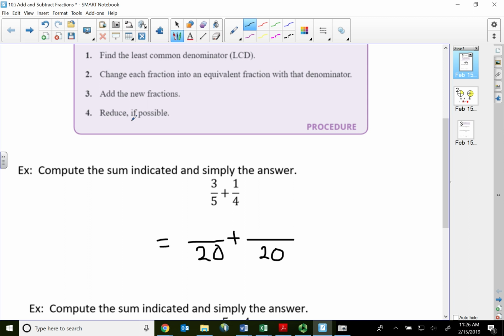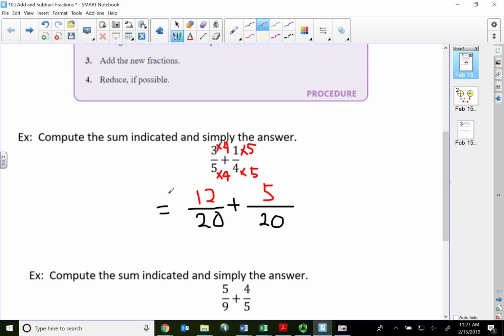Now let's find our equivalent fractions. To go from denominator 5 to denominator 20, I'm multiplying by 4. My numerator does the same, times 4, which gives me 12. The second denominator is 4. To become the new LCD 20, I times by 5. My numerator does the same thing, times 5. 1 times 5 is 5. So 12 over 20 is equivalent to 3/5, and 5 over 20 is equivalent to 1/4.